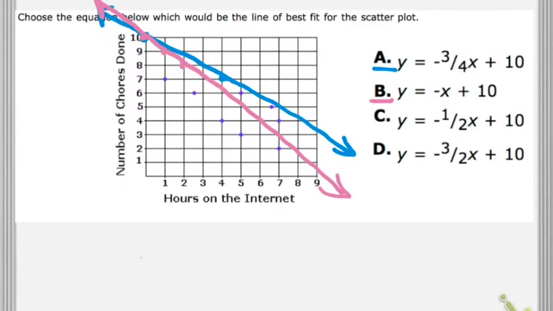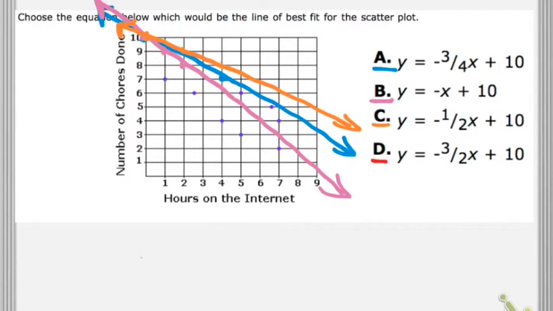The next line that we have, for C, is y equals negative 1/2 x plus 10. So again, my slope is negative 1/2 and my y-intercept is 10. So I still start at 10. And my slope being negative 1/2, I know that I'm going to go 1 down, 2 over. 1 down, 2 over. And we're going to connect these points this way.